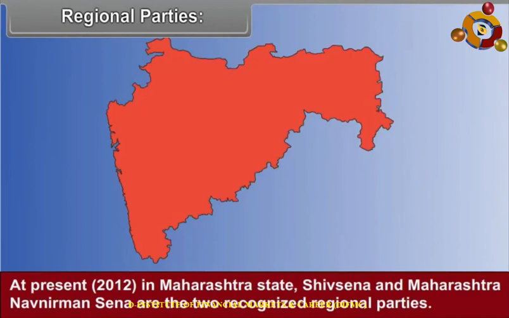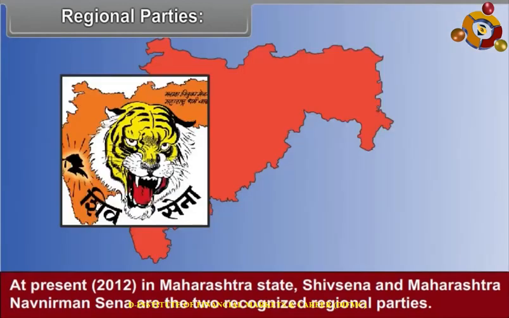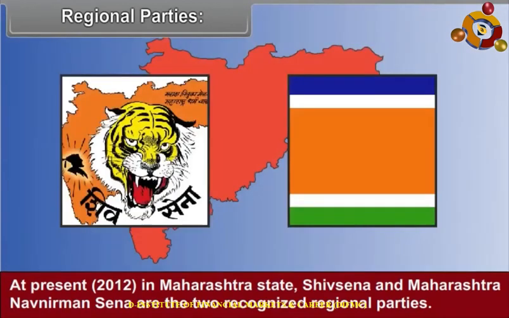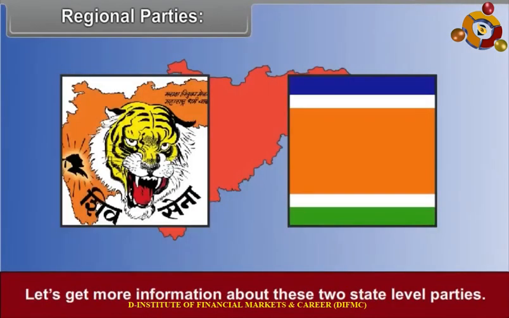At present, that is, in 2012, in Maharashtra state, Shiv Sena and Maharashtra Navnirman Sena are the two recognized regional parties. Let's get more information about these two state-level parties.